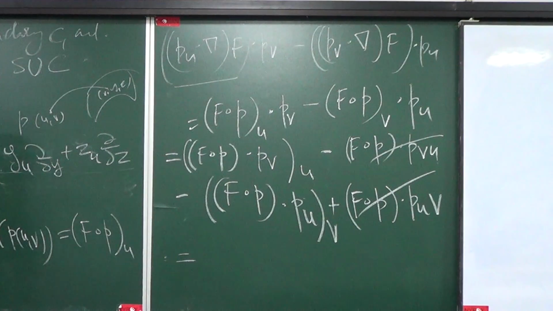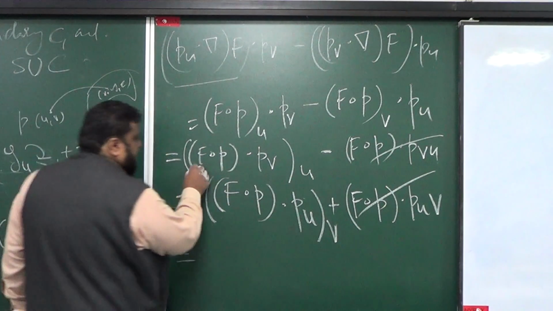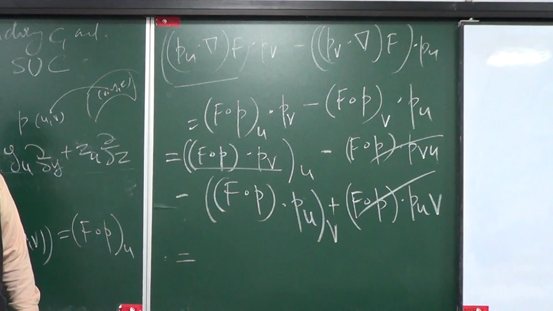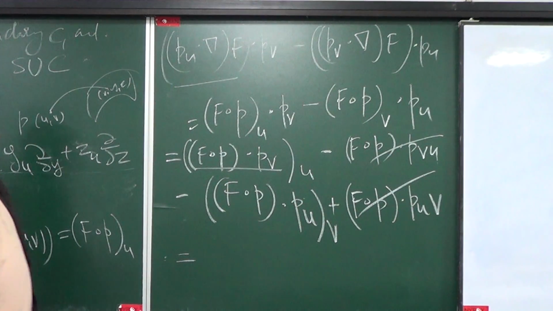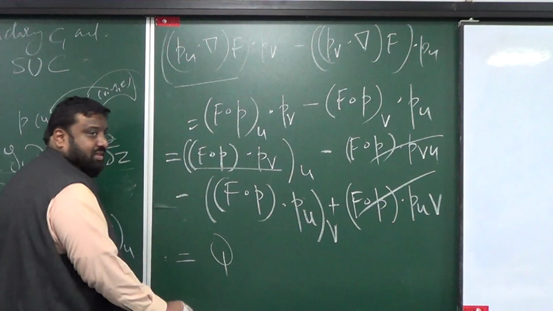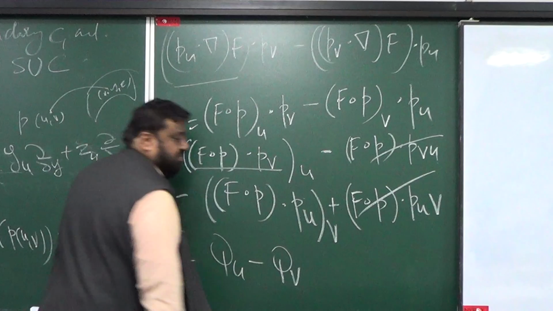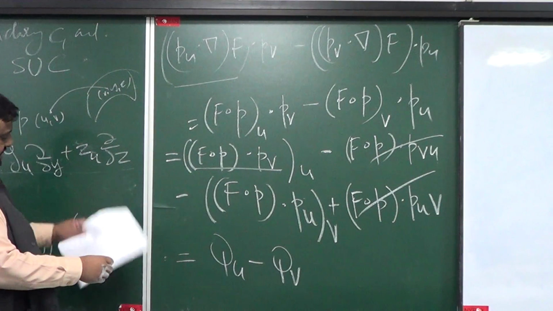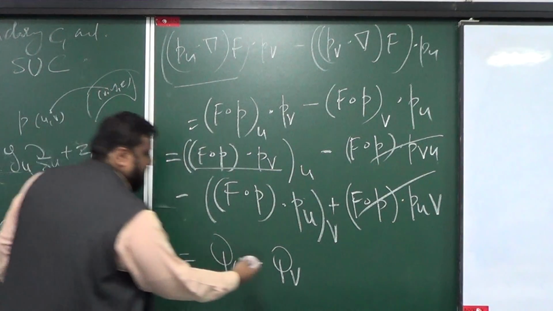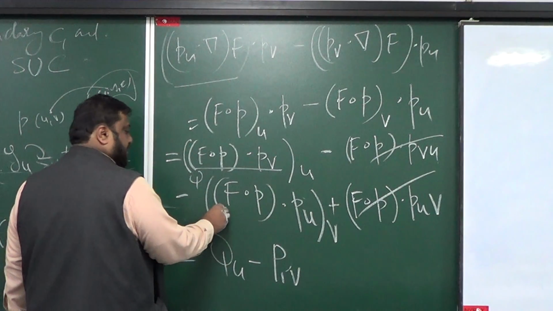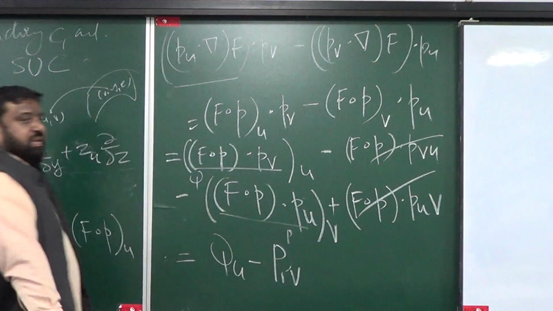Now this term I'm calling Q, because I want to apply Green's theorem actually. So the first term is Q, the derivative of Q with respect to U minus the derivative of P with respect to V. So let me call this Q and let me call this P.